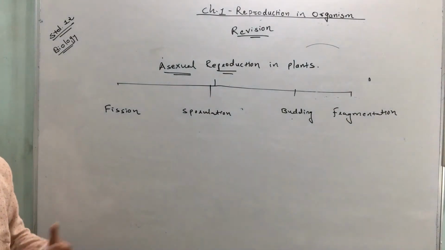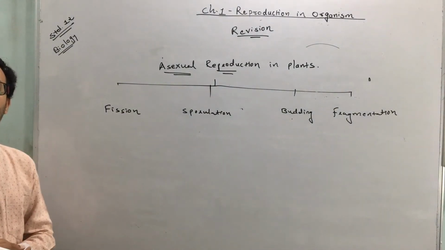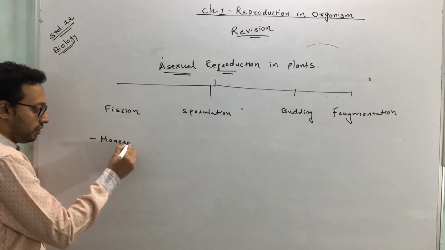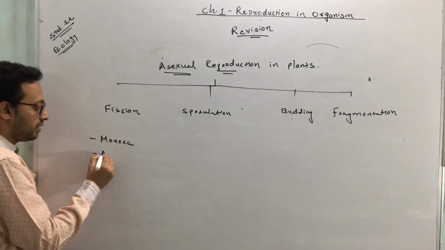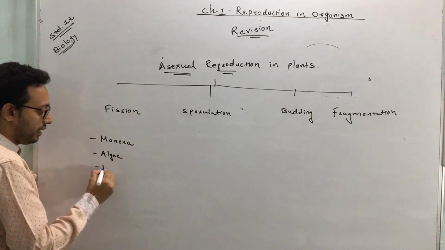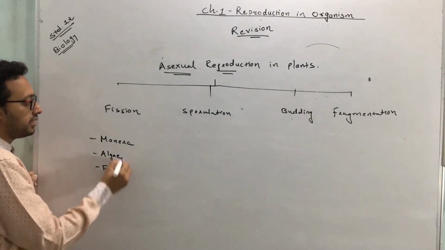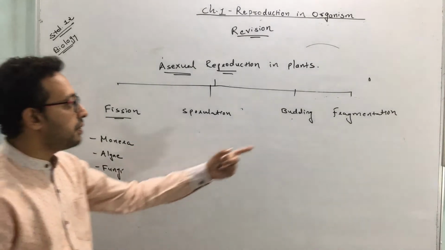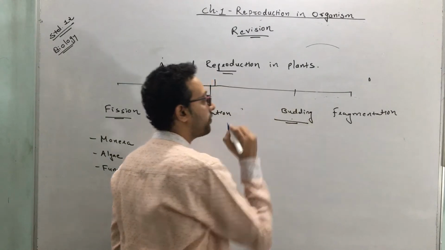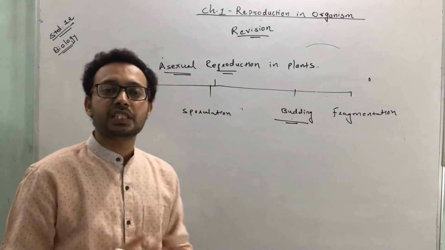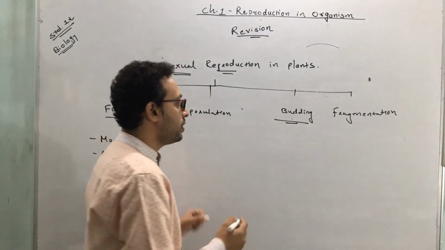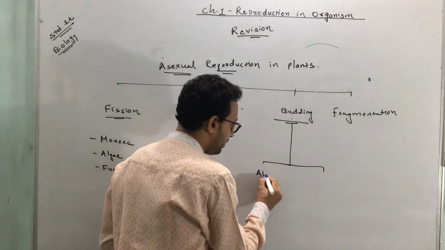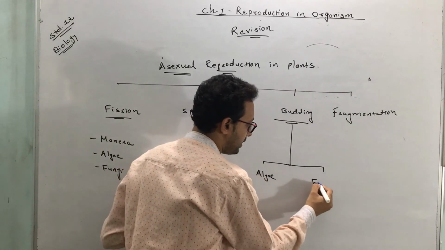Unicellular living organisms reproduce this way, which we call fission, and the examples are organisms which fall under Monera, algae, and fungi. They reproduce by this method, which we call fission. Okay. Next we will see budding. How do they reproduce by budding? Budding means there is formation of a bud. And there are two living organisms which reproduce by formation of a bud. One is algae and the second one is fungi.